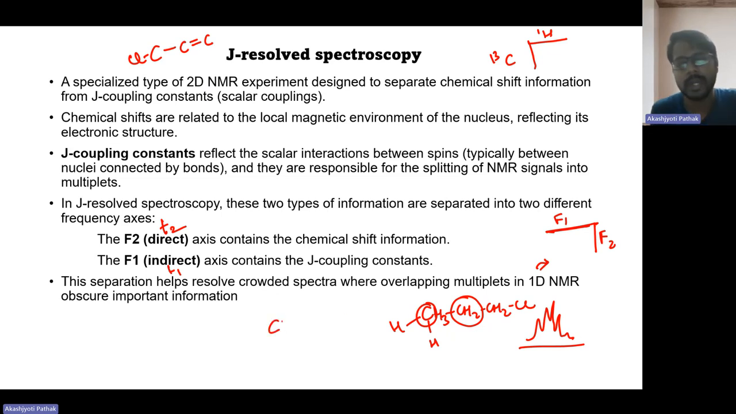For example, consider a CH3CH2 group, and then some other groups in between, and then again a CH2CH3 group in the end.